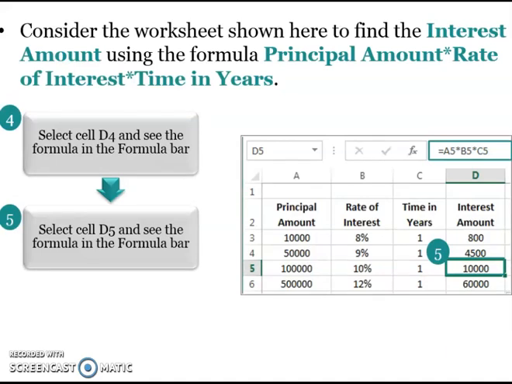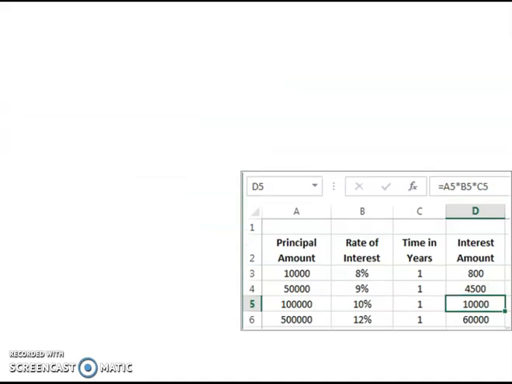So when we drag the autofill option, the cell references change. Firstly, the cell references were A3, B3, C3. In the next cell, when I drag it to D6 and come to D4, the cell reference of A3 will automatically change to A4. Like that, B3 changes into B4. So this is the relative reference. The cell references are automatically changed.